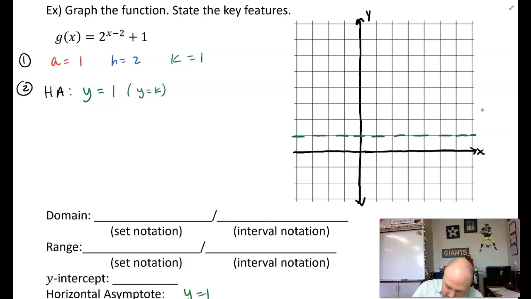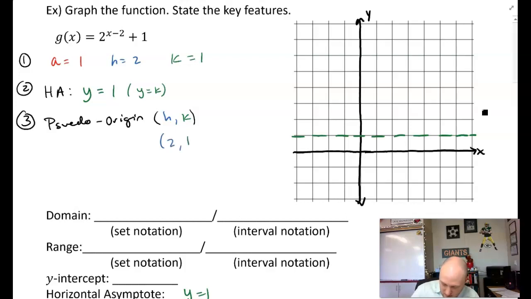And then step 3, I'm going to find what I like to call the pseudo origin. Where do I want to frame my function, my pseudo origin? And that's going to be (h, k), whatever your (h, k) is. And what I'm doing is I'm building in my translations, my horizontal and vertical shift. So (2, 1). So I'm going right 2 and I'm going up 1. This is like my new pseudo (0, 0) point here. I'm going to graph all my points from this point, okay? And that builds in our translations.